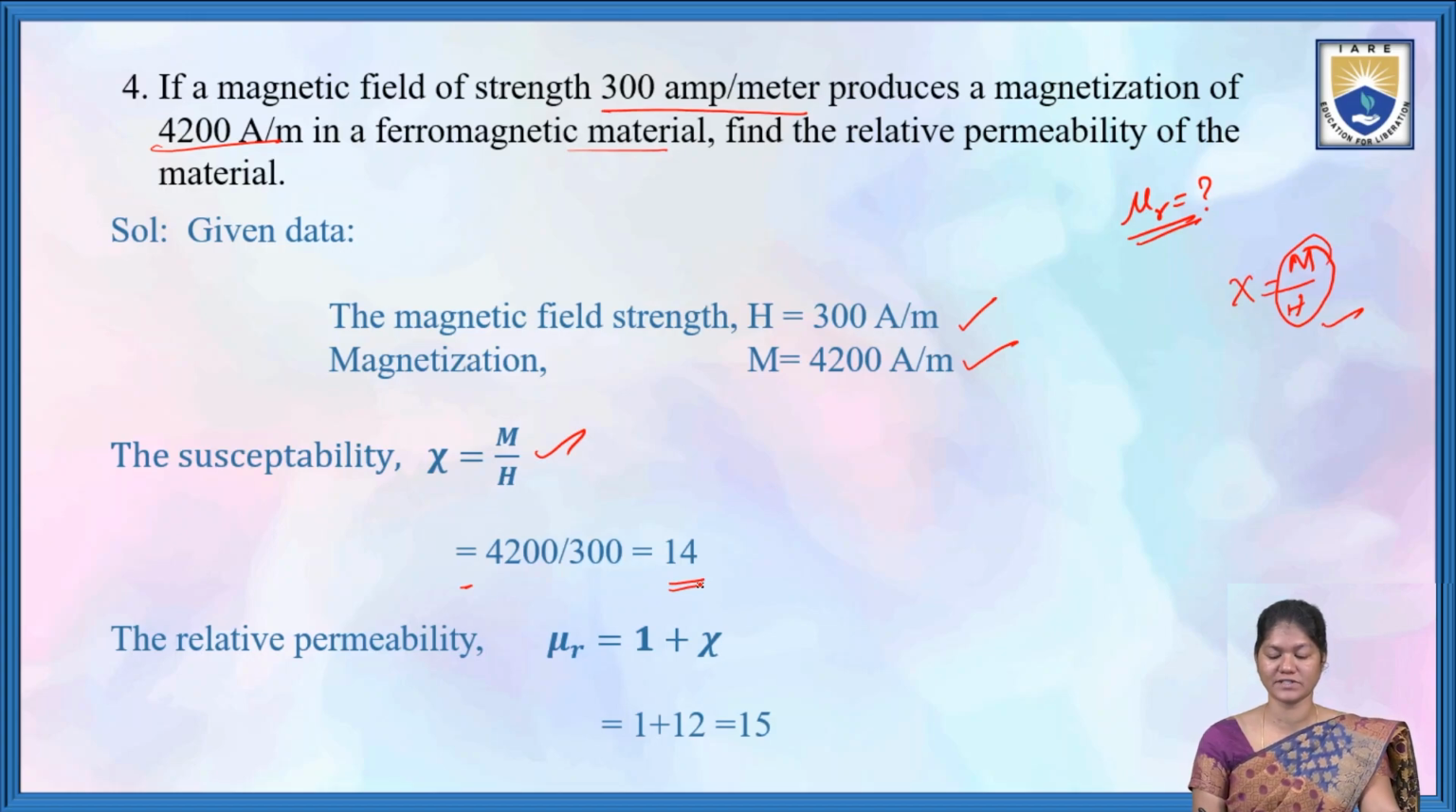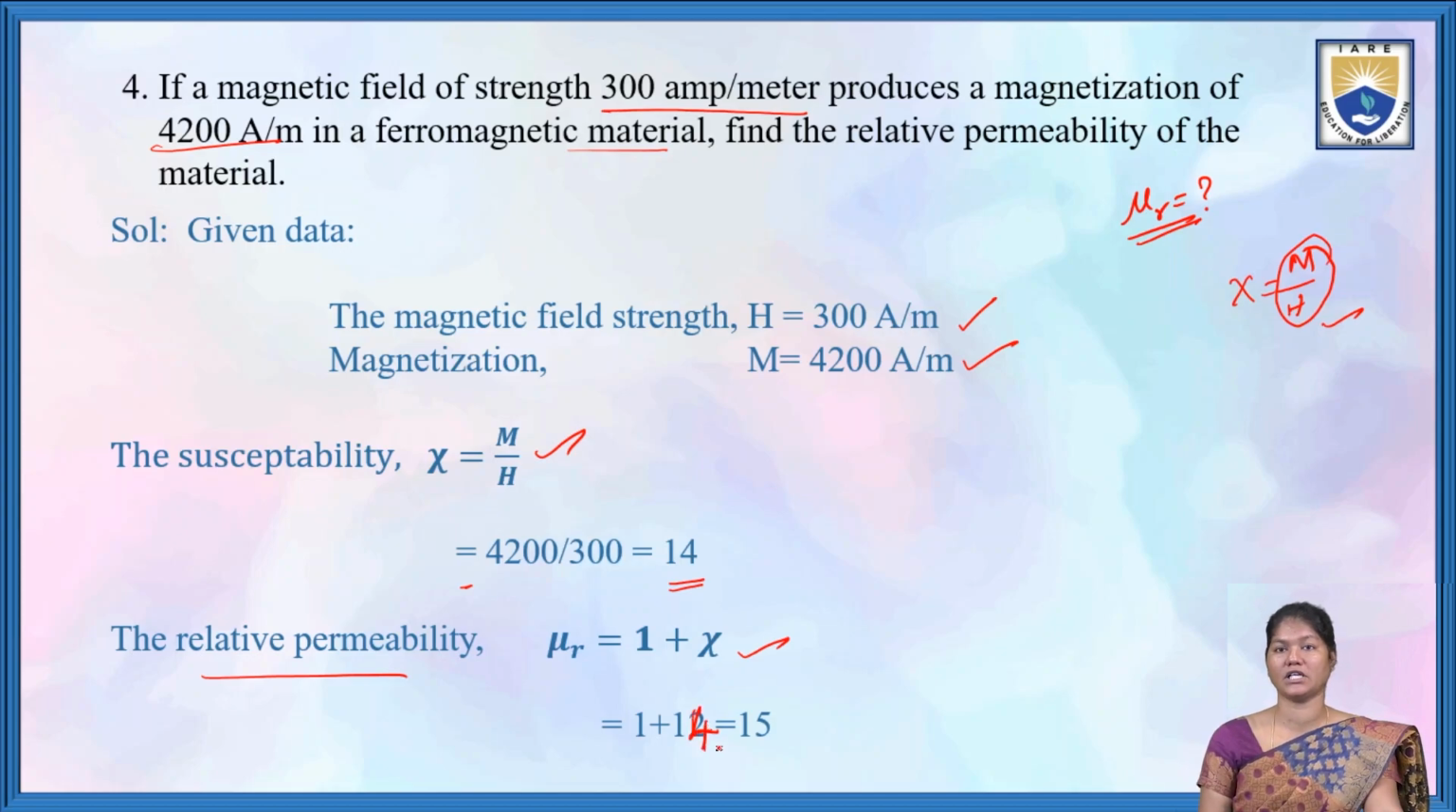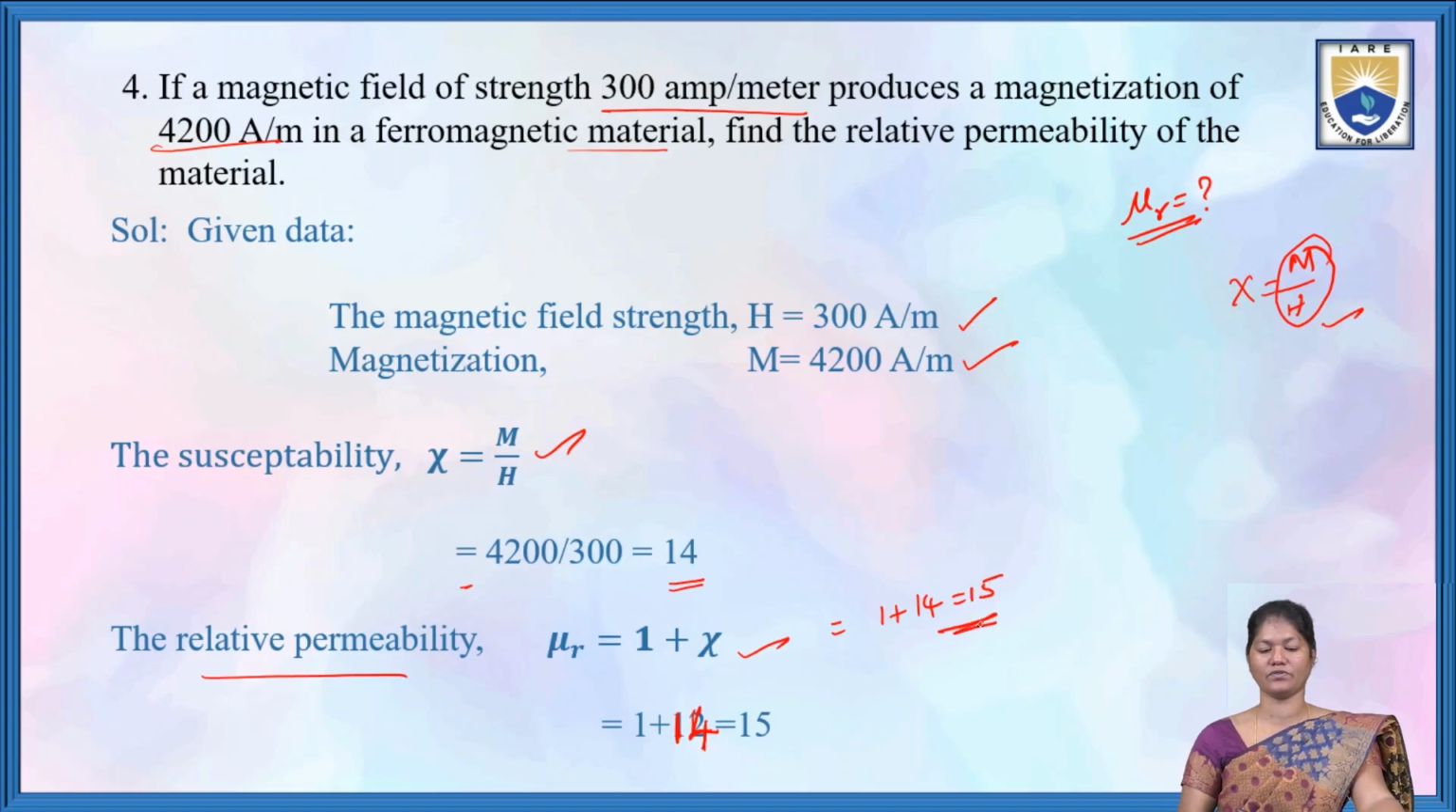So this is the value of susceptibility. Now let's substitute in the formula of relative permeability. The relative permeability mu r is equal to 1 plus chi, which is 1 plus 14, which is equal to 15. This is the value of relative permeability which is asked by the questioner.